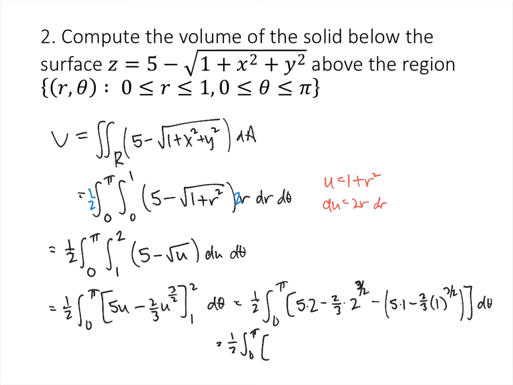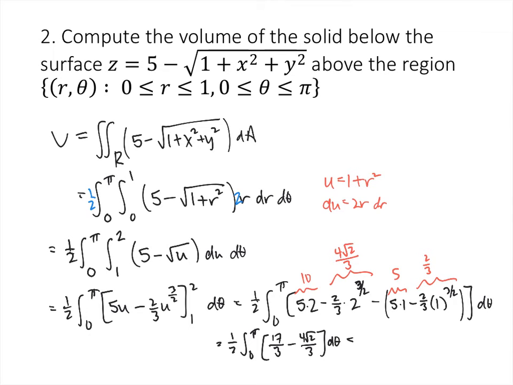So 2 to the 3/2, that's 2 radical 2. So this thing right here, that's going to be 4 radical 2 divided by 3. Anything 1 raised to any power is just 1, so that's just 2/3. This is 5, this is 10. So that's going to be 17/3 minus 4 radical 2 over 3.